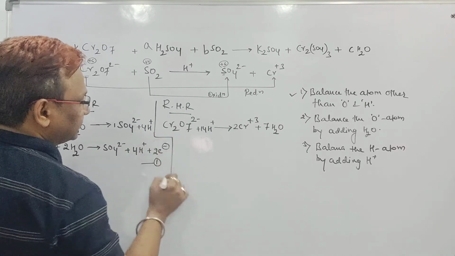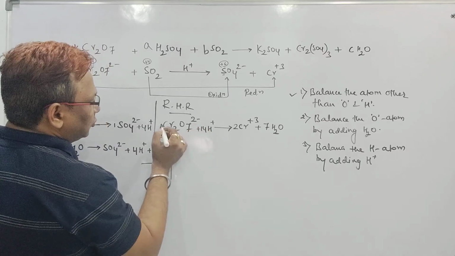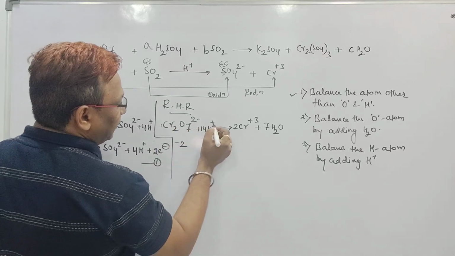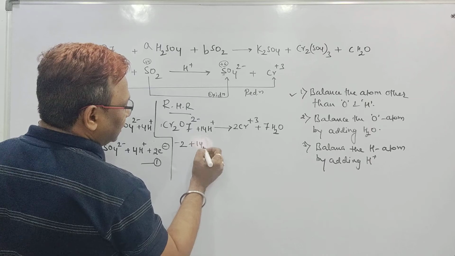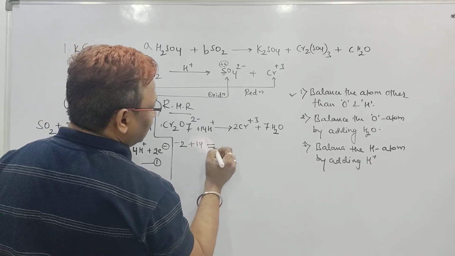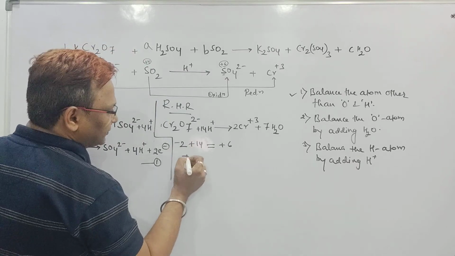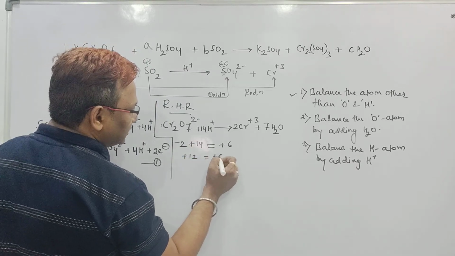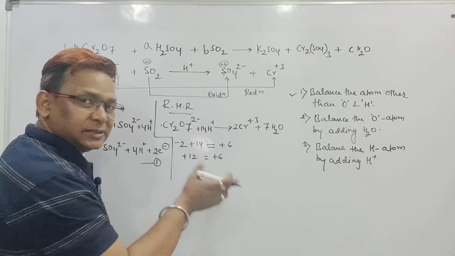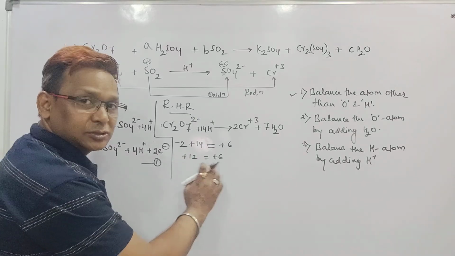Come on this side, sir. Beta, here minus 2 into 1, so minus 2, plus 1 into 14, plus 14. Beta, arrow means equal to, plus 3 into 2, plus 6. Minus 2 plus 14 becomes plus 12, and plus 6. The difference of these two is 6.